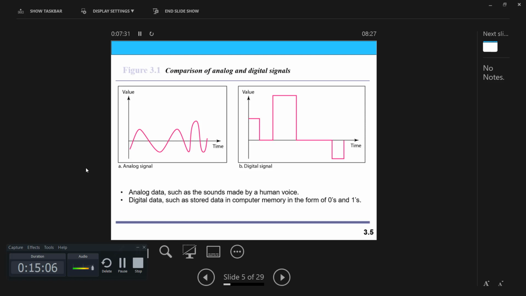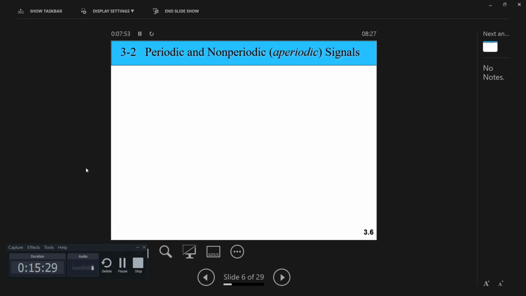Let's take a comparison of analog and digital signals. These are two examples of an analog signal and a digital signal. An analog signal takes continuous space, a digital signal takes specific values. An example of analog data or an analog signal can be human voice. Digital data can be data stored in the memory of the computer, which is zeros or ones. And this is the difference between data and signals, analog and digital.